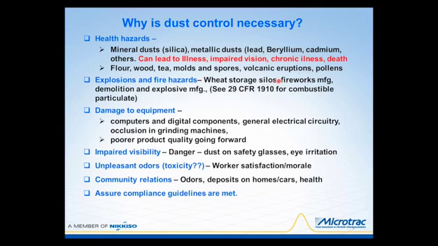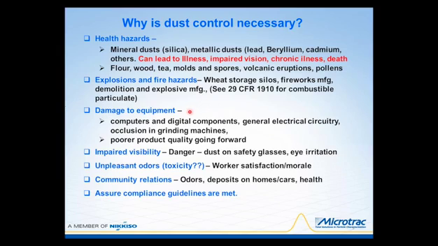Then we look at fireworks manufacturing and demolition and explosives manufacture. All these represent hazards on their own, but in the presence of dust, typically below 10 microns, then these materials become very, very dangerous to be around. I recommend that you look at 29 CFR 910 for combustible particulate and how to handle those materials.